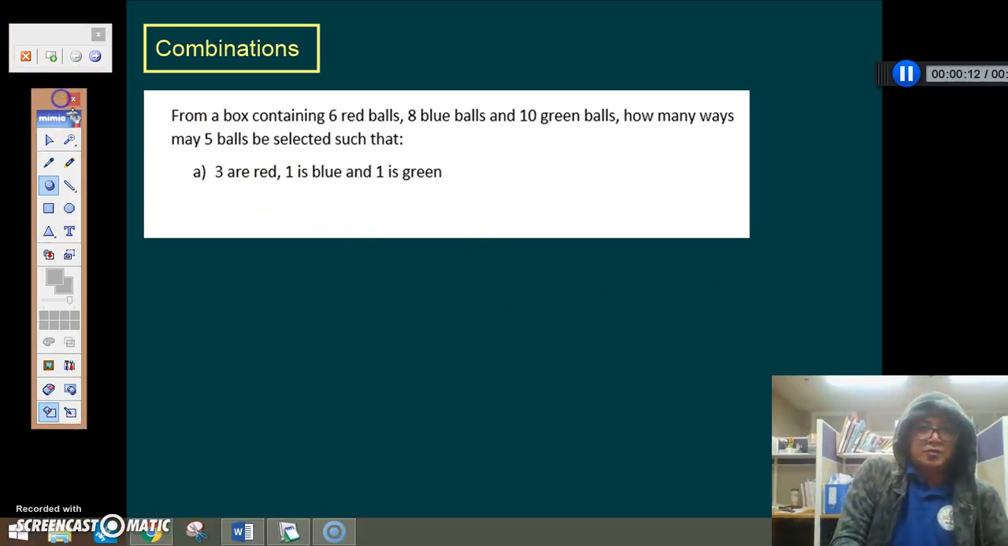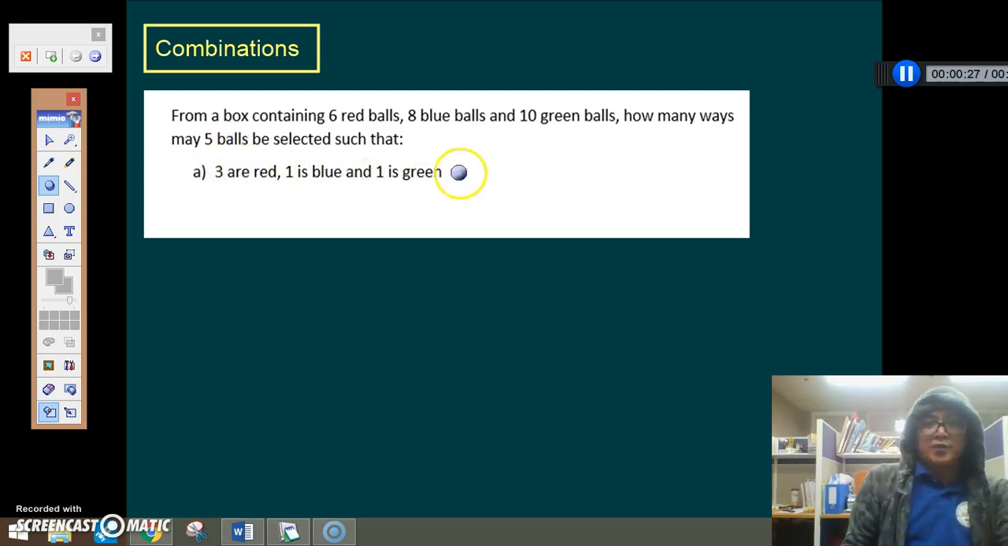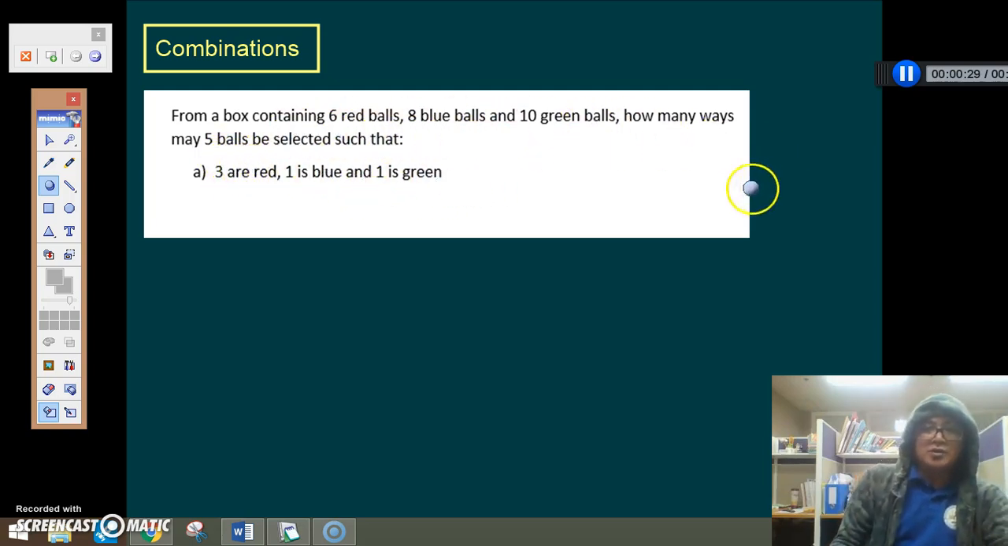Now let's have this problem. From a box containing 6 red balls, 8 blue balls, and 10 green balls, how many ways may 5 balls be selected such that 3 are red, 1 is blue, and 1 is green? So these 3 red balls, 1 blue, and 1 green will make up the 5 balls that we will select from this group 6, 8, and 10.